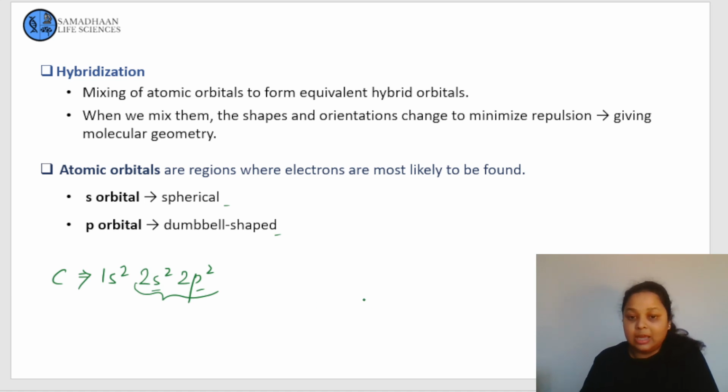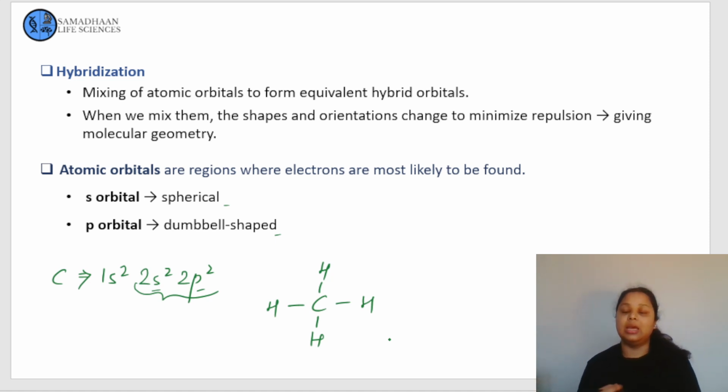But in reality, if carbon forms four bonds with similar atoms, like in methane, all the four carbon-hydrogen bonds have similar properties, like the same bond length and the same bond angles. So to explain this, we need hybridization. Hybridization is basically a model to explain the different shapes and bond angles in molecules.